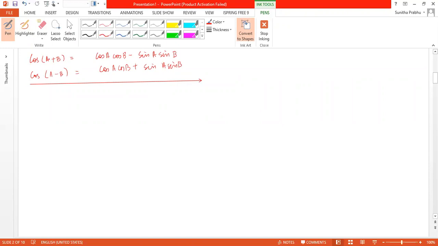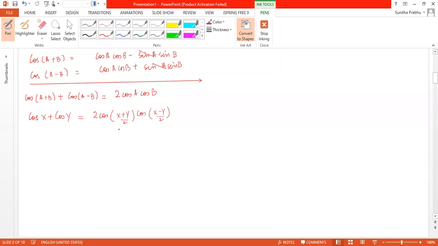So if I add them together, cos of A plus B plus cos of A minus B is going to be equal to this, and this will get cancelled, giving 2 cos A cos B. So in general, we write this as cos x plus cos y. Here, y represents the difference of some angles, and x represents the sum of some angles. So that will be nothing but 2 cos of (x plus y) by 2 into cos of (x minus y) by 2.